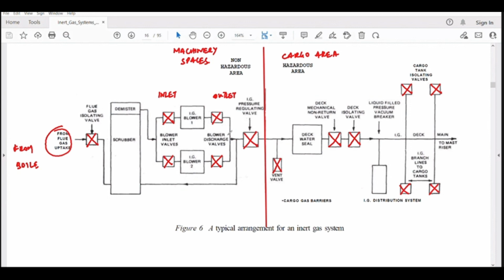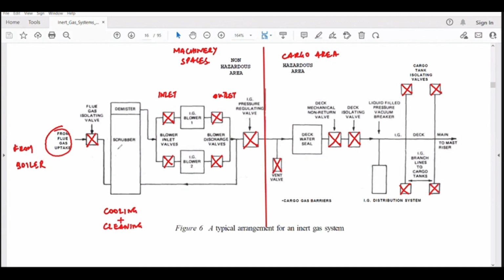So now let me very quickly explain what is the purpose of the scrubbers. The scrubber is for cooling and cleaning. That's all it does. The gas which is coming out from the boiler is very, very dirty, very, very hot. So we need to cool it down, we need to clean it. That is the purpose of the scrubber. There is a freshwater spray inside which is going to do all that.